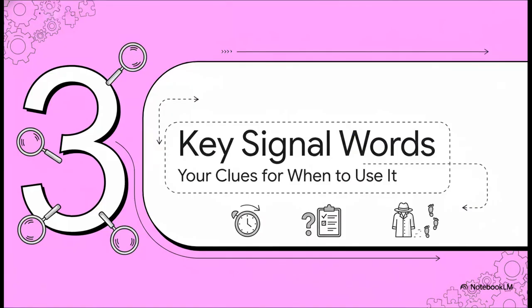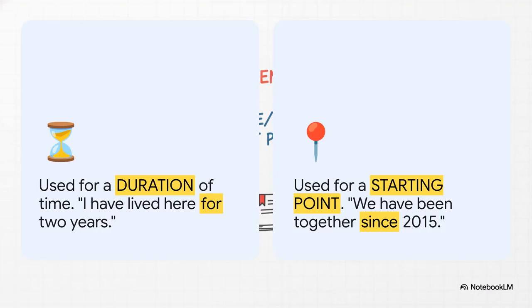Now, here's a little secret weapon for you. A great way to know when you probably need the present perfect is to look out for certain signal words. Think of them as helpful little clues in a sentence. The most famous pair is for and since. It's pretty simple when you break it down. For is all about a duration. It answers the question, how long? Like, for 2 years. Since, on the other hand, is about a starting point. It answers since when? Like, since 2015. Just remember that. For is duration, since is the start.